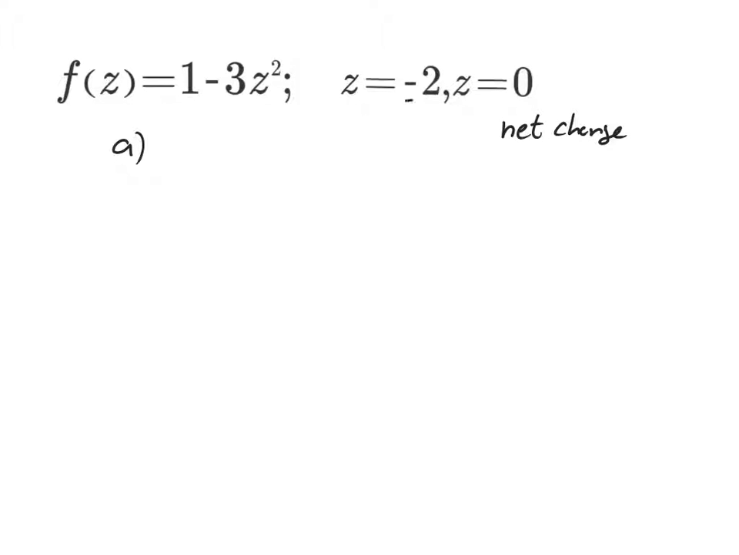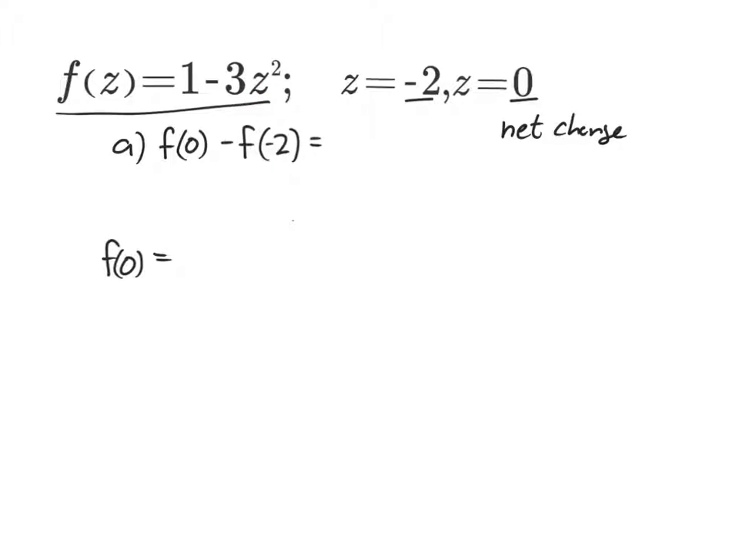So the inputs is going from -2 to 0. My question is, how much did f of x change between -2 and 0? In this case, it's going to be my function at my ending point minus the function at my beginning point. So the net change is pretty much going to be the function at my last point minus my function at the beginning point.